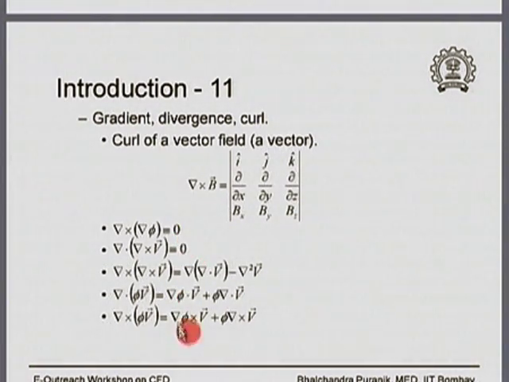What I have listed down here is a set of vector identities, which we can come across during the study of our fluid mechanics. I am not going to talk about these; they are for your reference. Whenever we use one of these, I will simply remind you that we had pointed out some of these vector identities at the beginning.